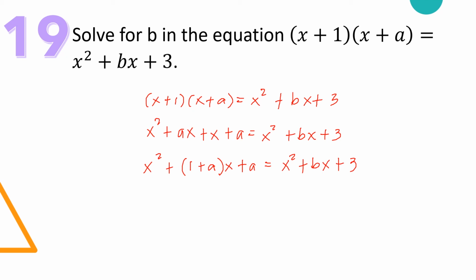Subtracting x squared from both sides of the equation, we leave 1 plus a x plus a equals bx plus 3. Comparing the terms of the left-hand side and right-hand side of the equation, we have a is equal to 3 and 1 plus a is equal to b. Since a is equal to 3, we have b is equal to 1 plus 3 or 4.